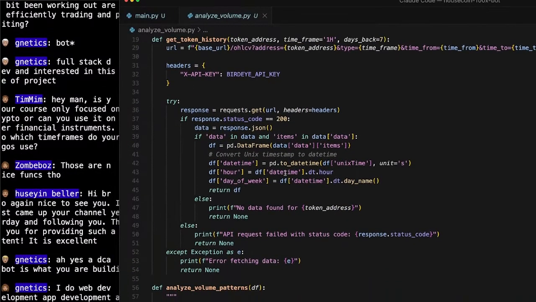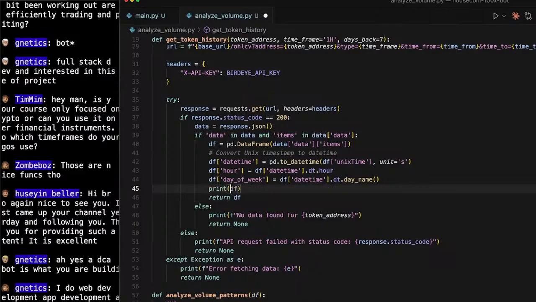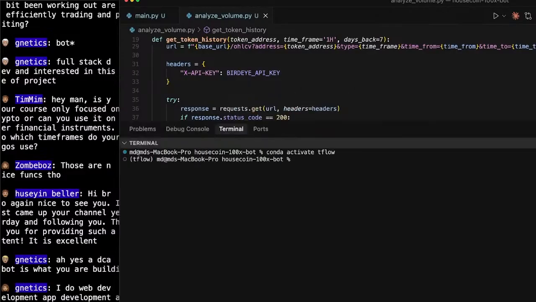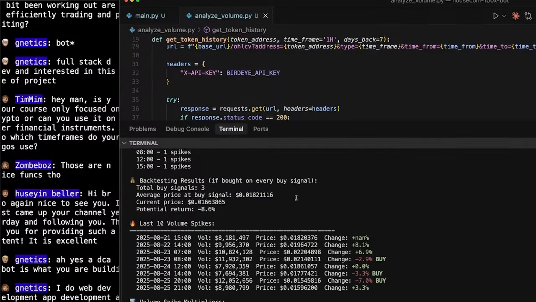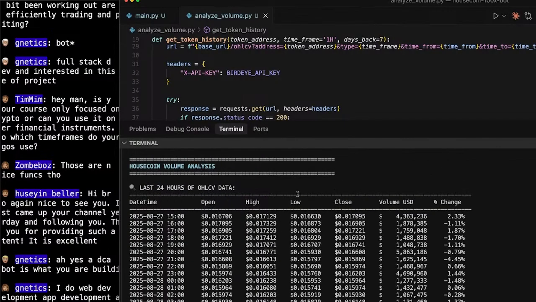Okay, the day of the week, convert Unix. Let's say print df. Okay, so here's the volume: 827.15 USD volume. Why is it saying that much volume?